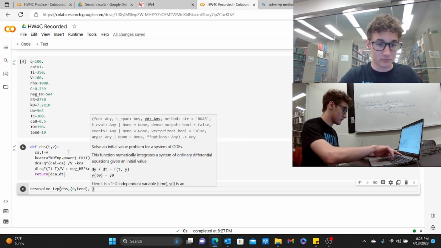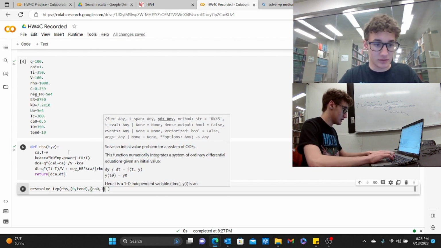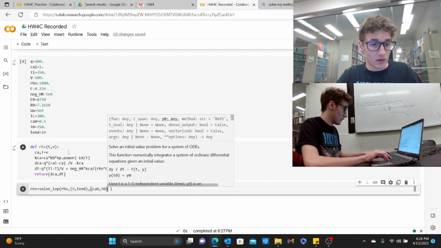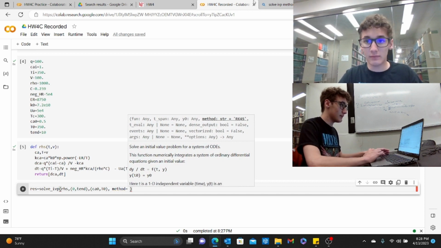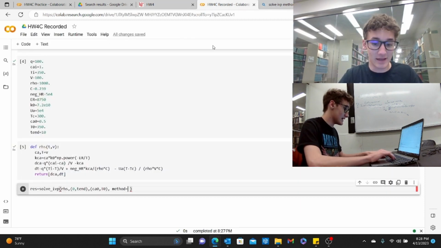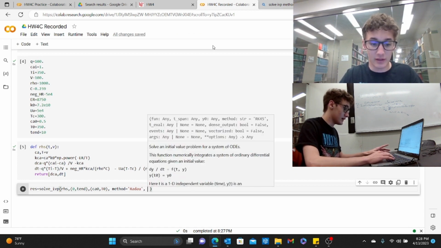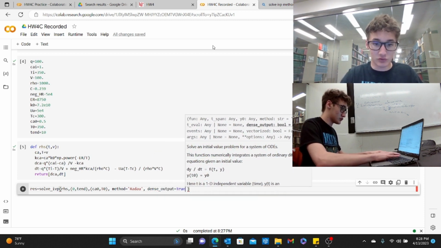So CA0, comma, T0. And then what? Now we want to do method. So method, I was looking up methods over here, and we're going to use Radau, R-A-D-A-U. He's got a funky last name. And now, the last thing is we're going to be doing dense underscore output equals true.